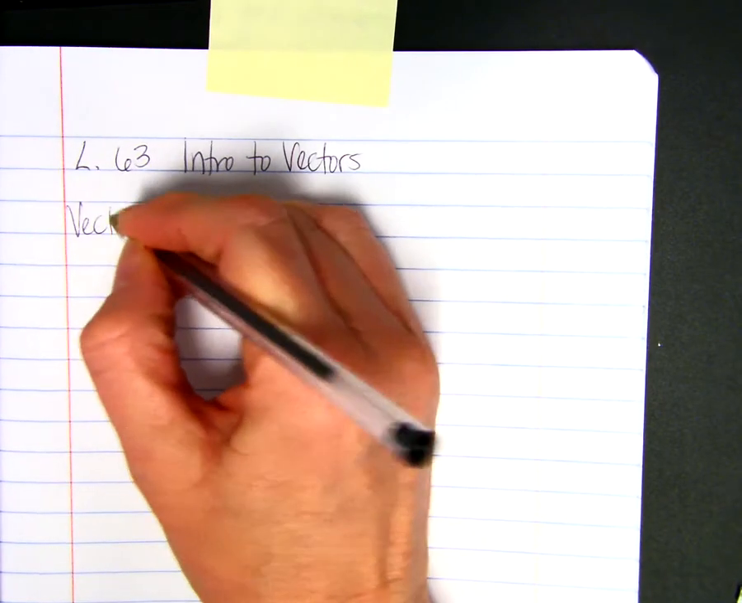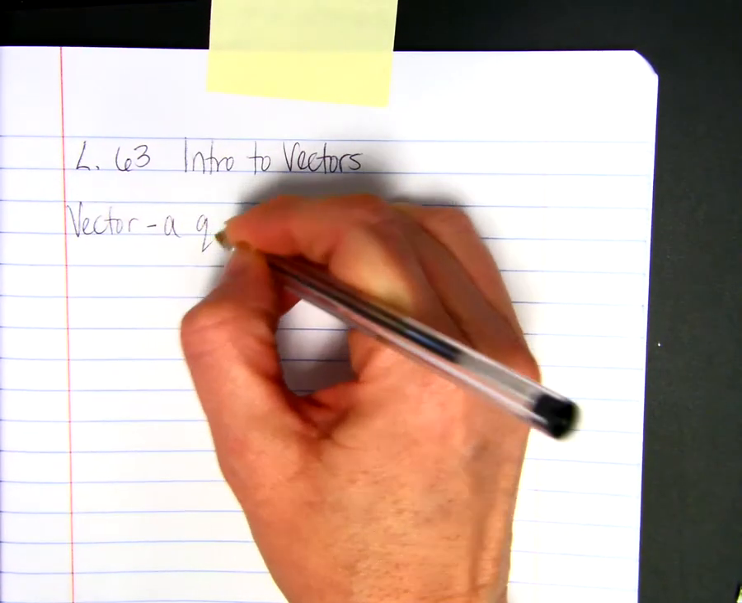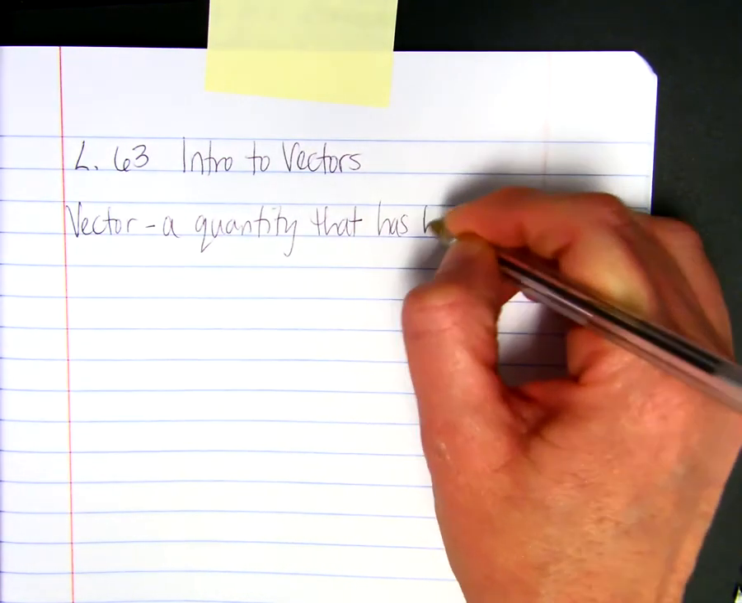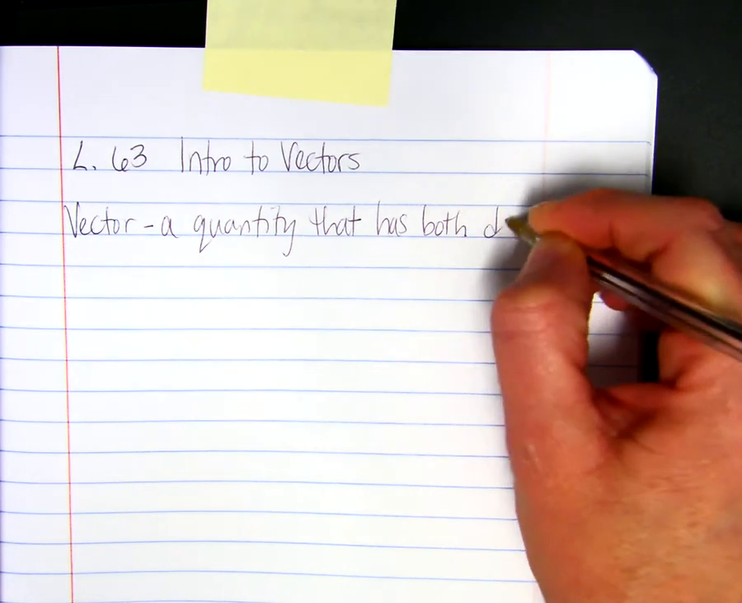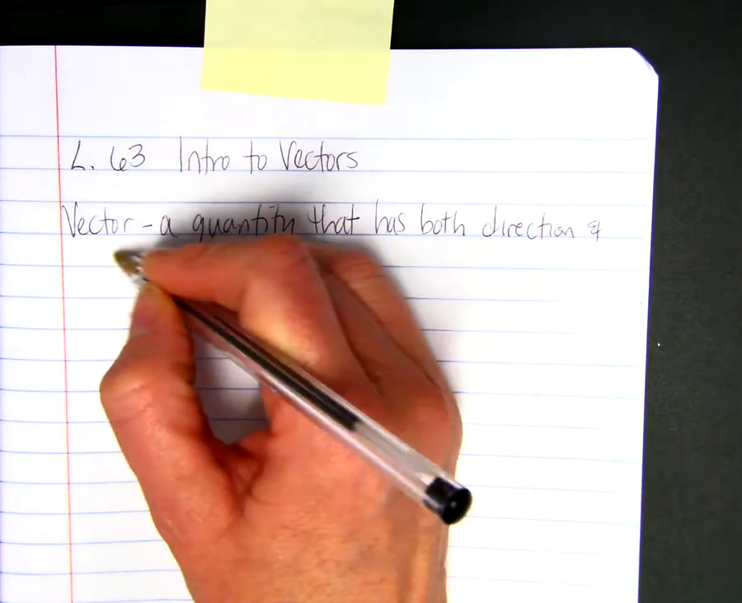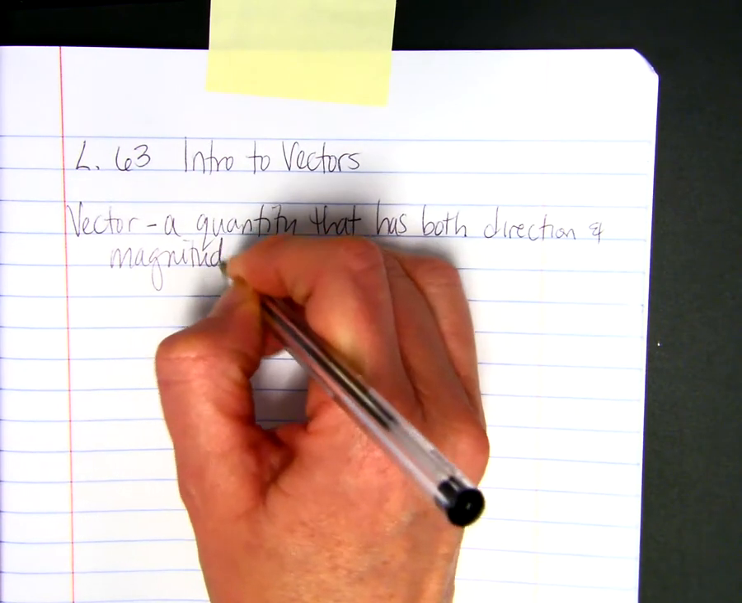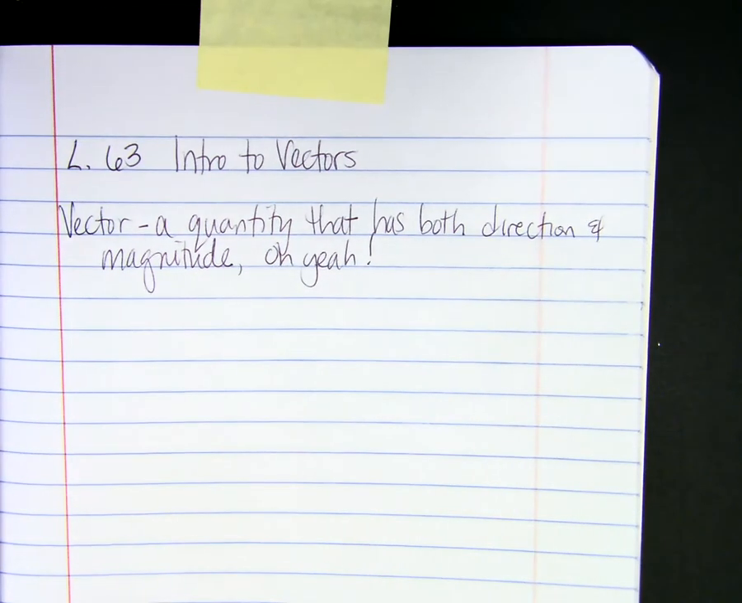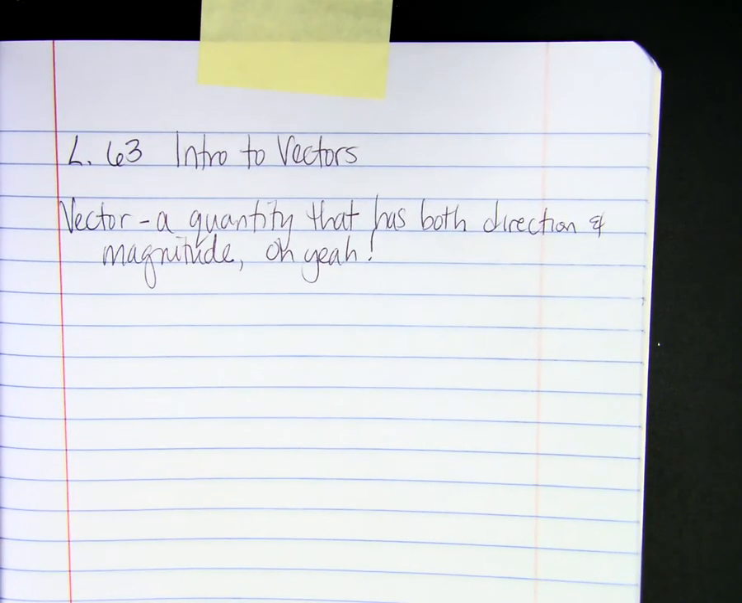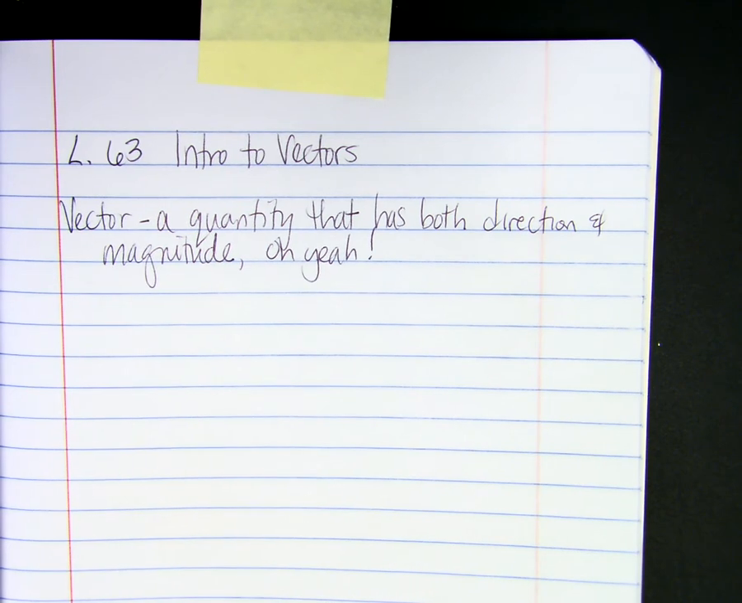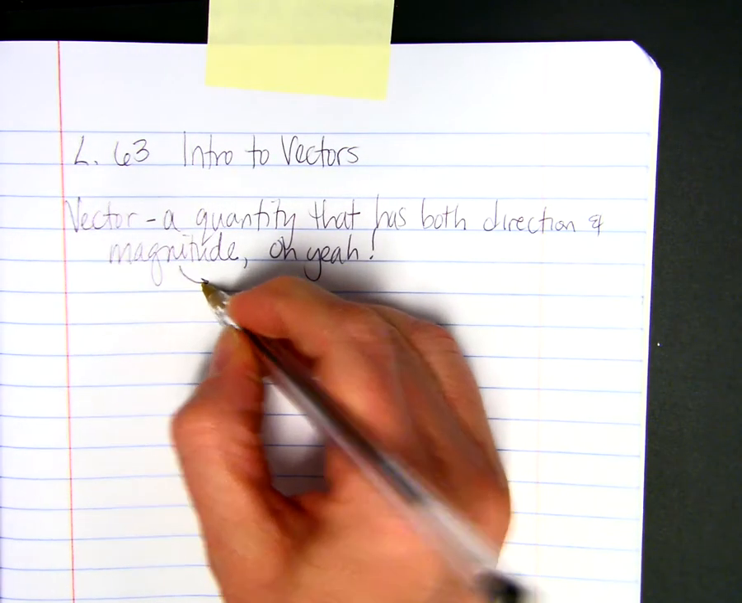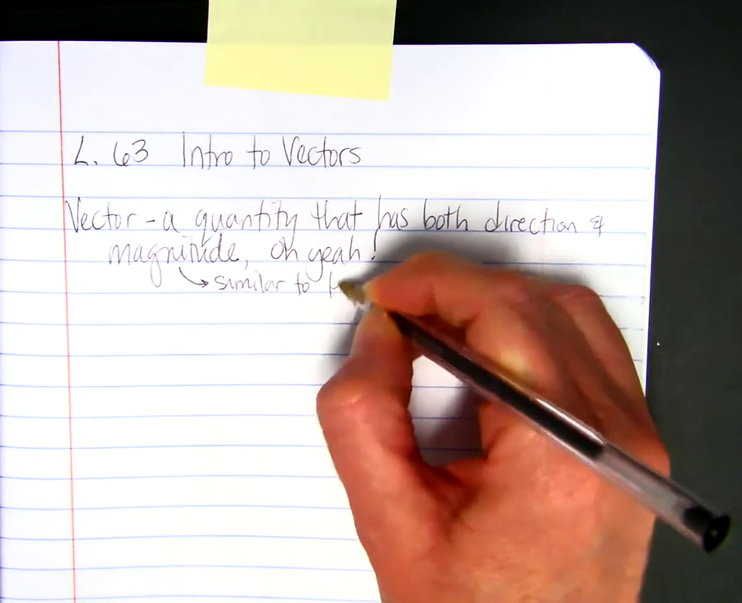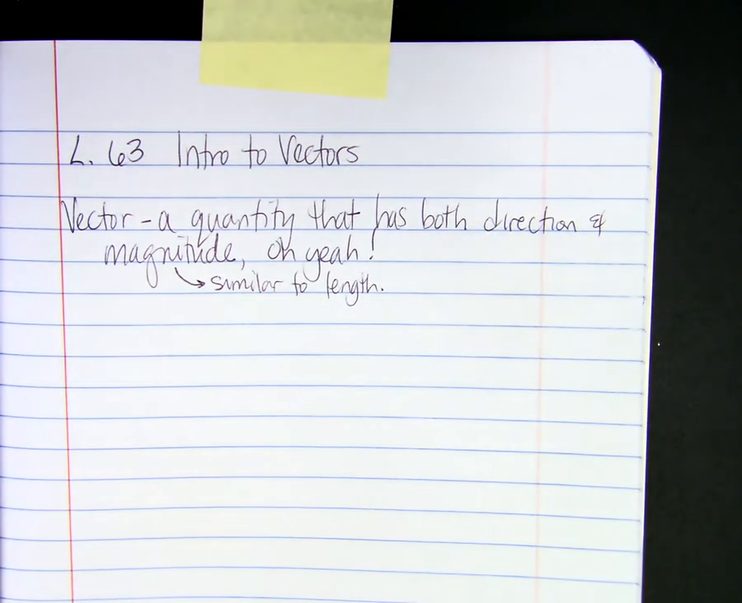A vector is a quantity that has both direction and magnitude. Magnitude is like length. It's not exactly length, but it's very similar to length. It just has kind of a different label.